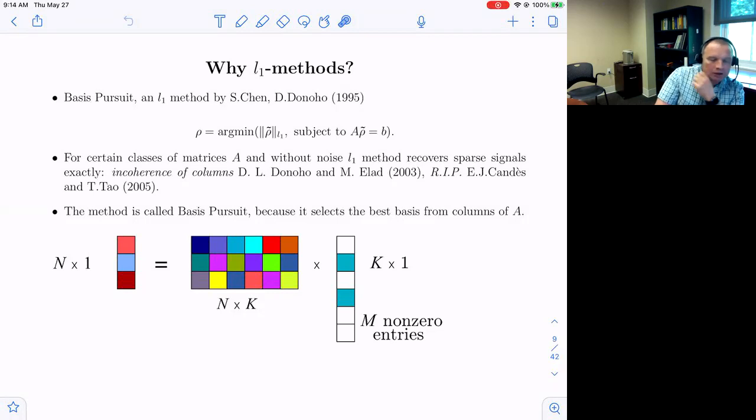The name of the method was given to be basis pursuit because what you are actually trying to find is the support of your solution. So you're choosing the basis to approximate this vector. In this case, you want to choose this column and this column to get this picture. So you're searching which columns of your matrix A, the imaging matrix, are a good basis to represent the measurements that you obtain.